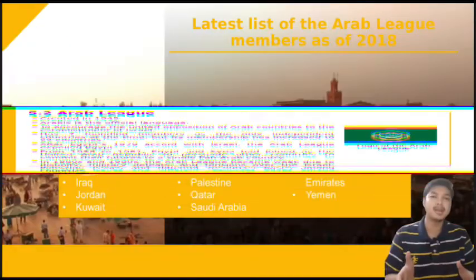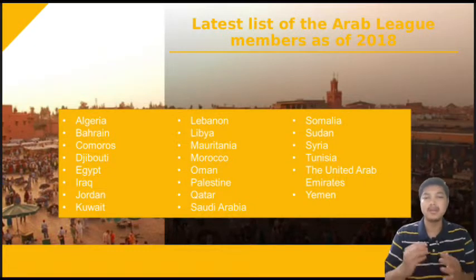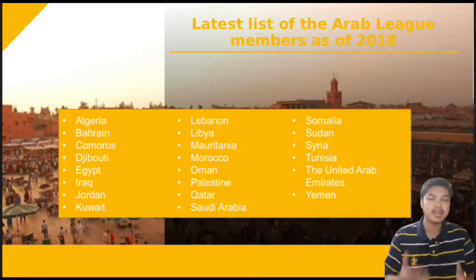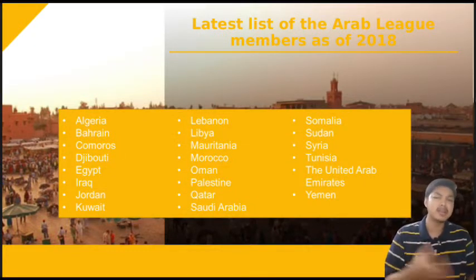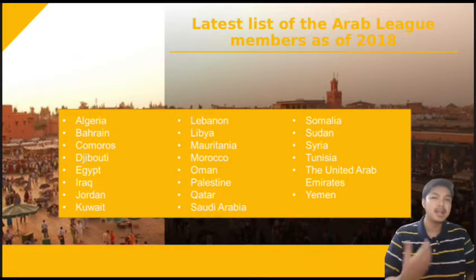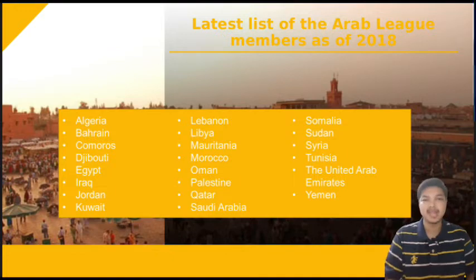This is the list of the members of the Arab League as of 2018. We see that certain countries like Saudi Arabia, Qatar, Kuwait, Lebanon, Algeria, and Bahrain are part of this Arab League.